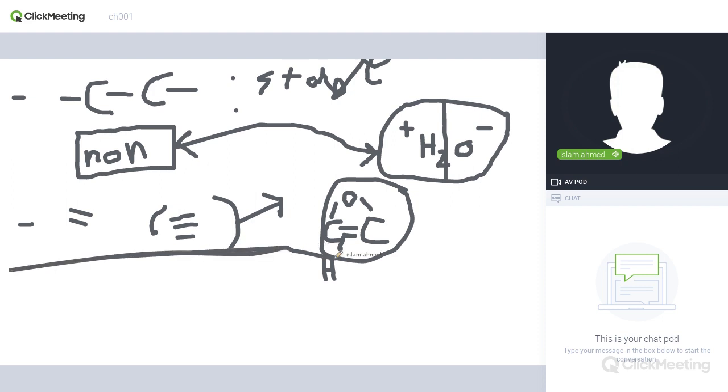Now we have discussed the alkene, and why they are water insoluble: because they are non-polar. Now we will go to the alcohol. The alcohol is a very, very good example of what we are now going to discuss.